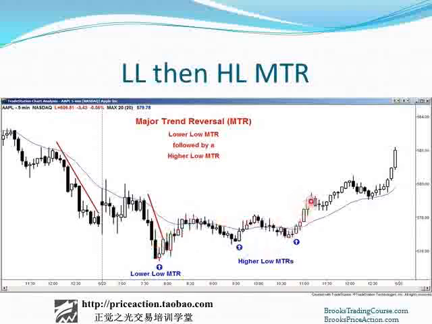Strong bull spike, I would not be taking profits yet because this is a breakout, and we're probably going to get a measured move up, at least based on the height of the spike.